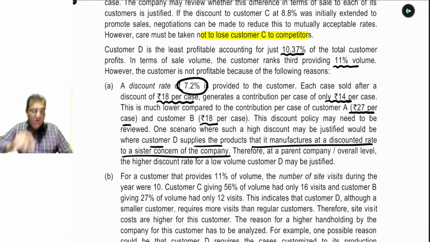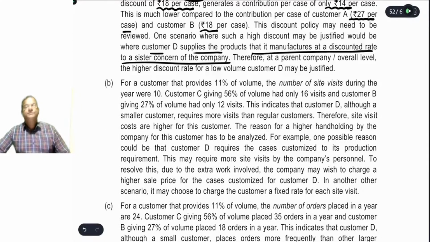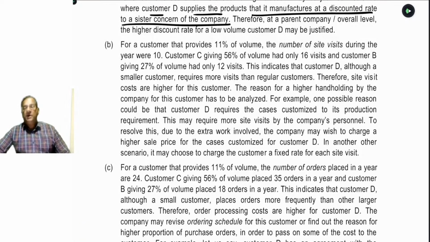Write in that point A, continue. Reason of higher discount might be the customer is also the supplier of raw material to our sister concern, comma, thus a contractual agreement will be there regarding the discount.